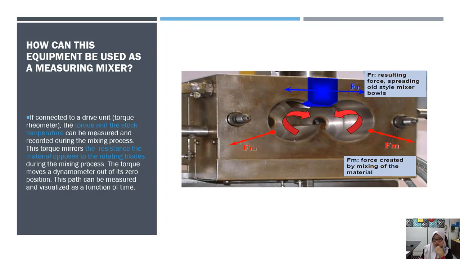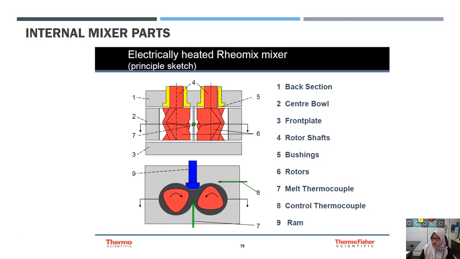So what is torque? Torque is the resistance the material opposes to the rotating blade. It means that if the mixing is hard, it needs more energy to mix, so usually it will give you a higher torque. But if it is really easy to mix, giving you ease of processing, the torque will be much lower compared to complicated mixing.